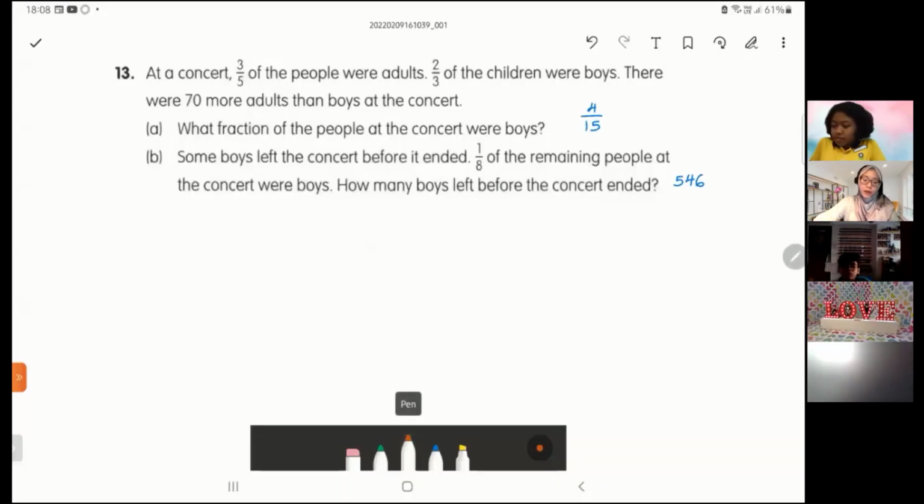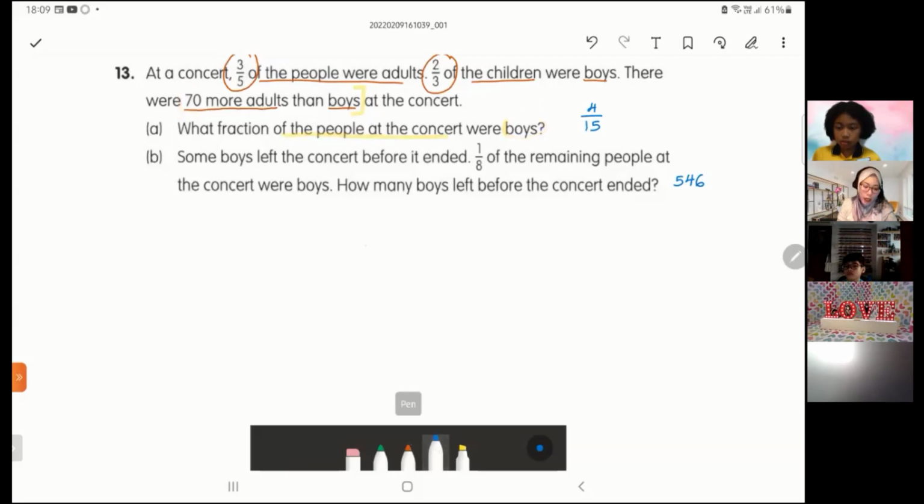All right, so you have here at a concert, 3/5 of the people were adults. 2/3 of the children were boys. There were 70 more adults than boys. This is a comparison, right? A comparison between the adults and the boys. Okay, what fraction of the people at the concert were boys? Of the people at the concert first were boys. So this is the denominator and this is the numerator.